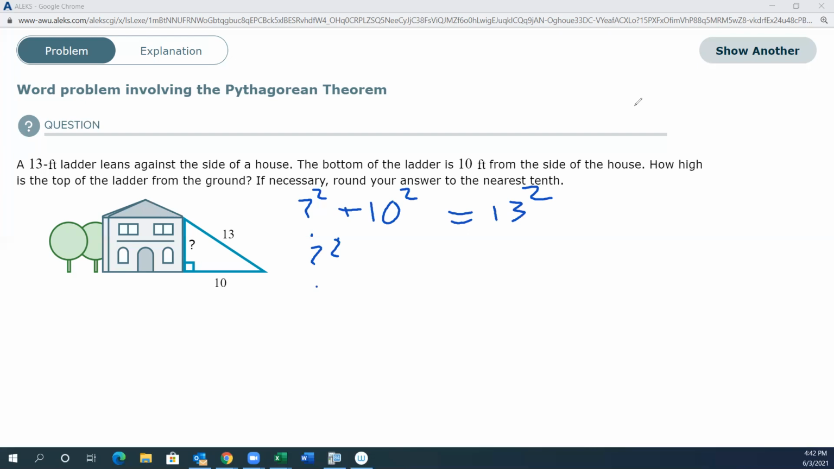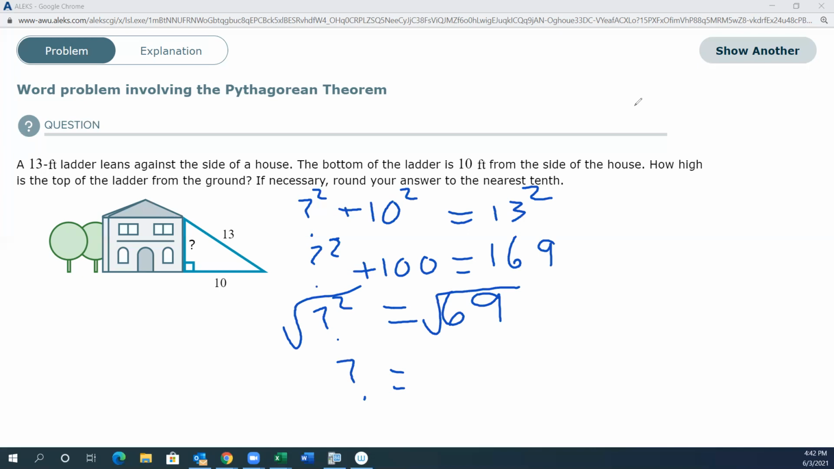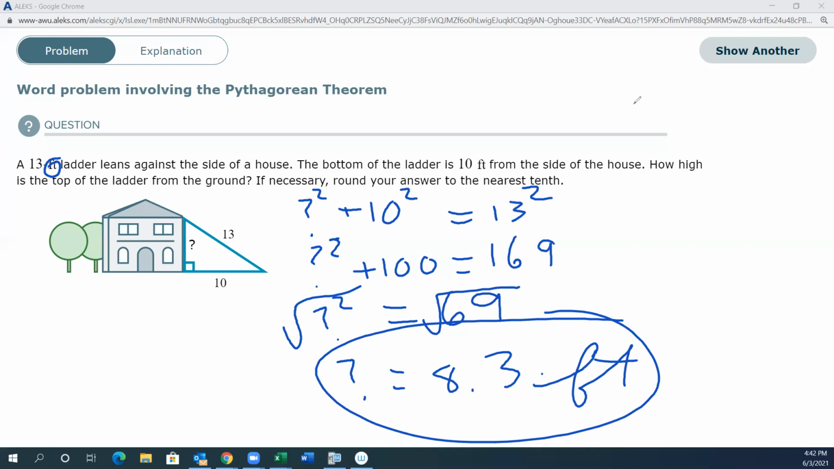So we're going to get this, and if I subtract 100 from both sides, I get 69, and then I need to do the square root of both sides, and it says, let's go to the nearest tenth. That's 1 decimal place, so that would be 8.3, and this time they do give us units, so I need to include them. It's feet. Okay, so 8.3 feet is going to be the answer. That's how high up the wall this ladder is going to reach under these conditions.